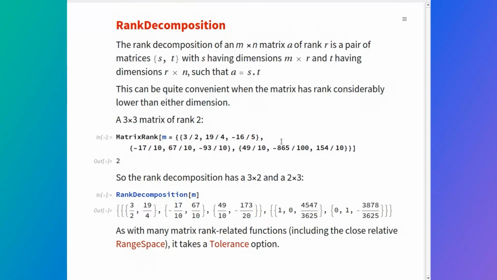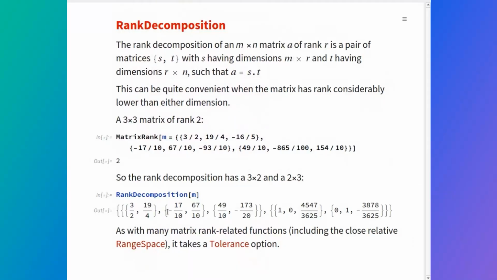And as I say, if the rank is a lot lower, and this sometimes happens, in some places in the world of linear algebra you deal with low rank matrices. And sometimes you can save a lot of space, among other things, by rewriting as such a product. And here we have a 3 by 3 of rank 2. The rank decomposition has a 3 by 2 and a 2 by 3.